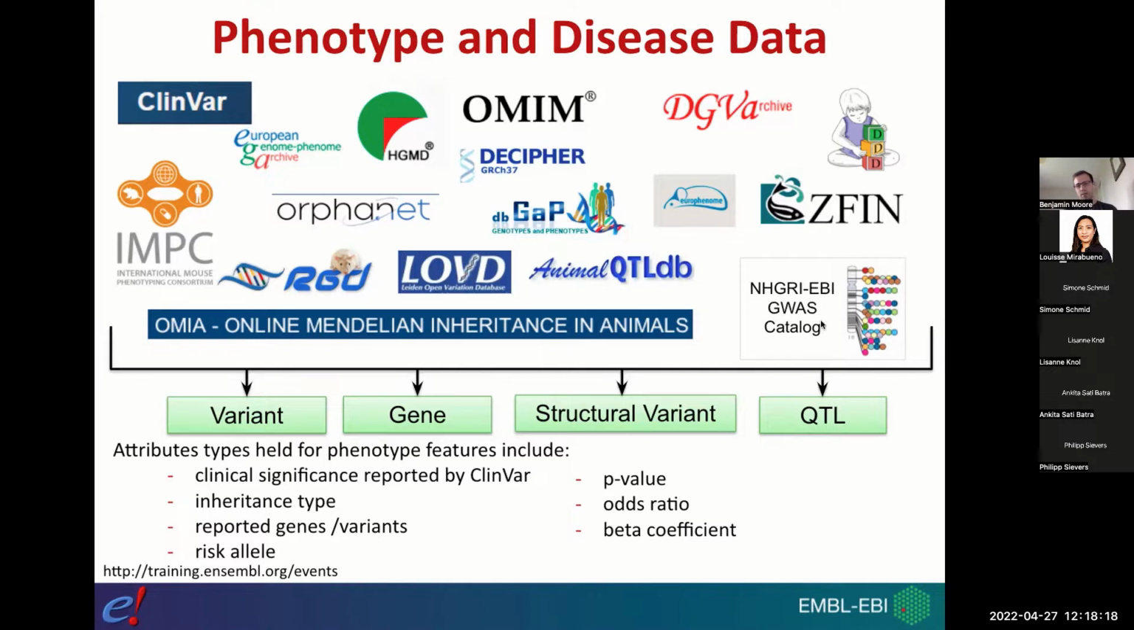The final database that I wanted to mention specifically is the GWAS Catalog. This is a project hosted together by the NHGRI and the EBI here in the UK. It's a catalogue of all of the different genome-wide association studies that have been published. All of the different phenotype associations that have been identified in these GWAS publications are compiled into this GWAS Catalog, and we have all of the associations from the GWAS Catalog in Ensembl as well.